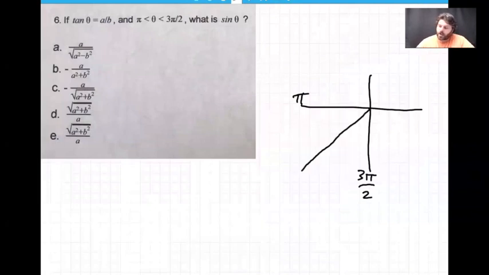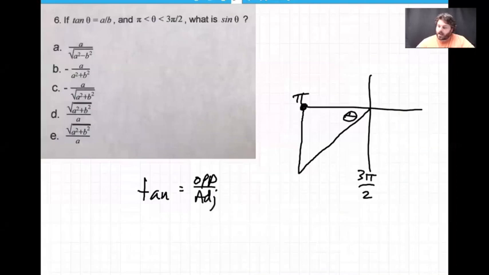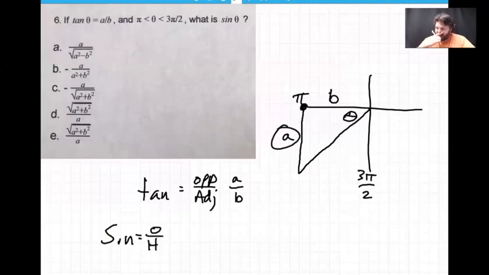So when I draw my triangle, I should draw it like this. Remember, you always connect to the x-axis here. So here's my angle theta, and it says the tangent is a over b. Well, if you remember from SOHCAHTOA, tangent is opposite over adjacent. So when I write that, a over b, that means the opposite is a, the adjacent is b, and I don't know the hypotenuse. But it looks like I'm going to have to find it, right? Because it asks for the sine of theta. And sine, from SOHCAHTOA, is opposite over hypotenuse. So it's going to be a over something, okay?